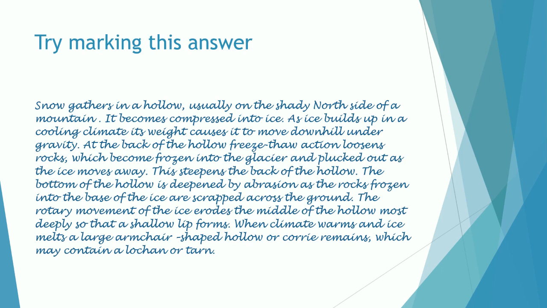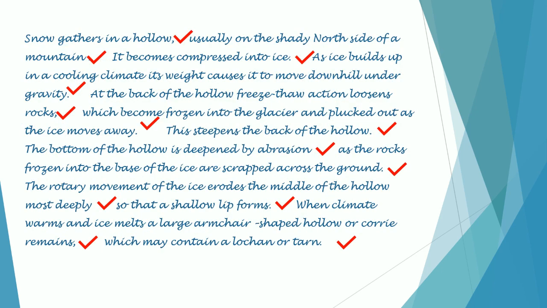The bottom of the hollow is deepened by abrasion, as the rocks frozen into the base of the ice are scraped across the ground. The rotary movement of the ice erodes the middle of the hollow most deeply, so that a lip forms. When the climate warms, and the ice melts, a large armchair-shaped hollow or corrie remains, which may contain a lochan or dun. I've shown the unmarked answer first, then a marked version, which has a tick for every correct point. Generally speaking, 2 ticks are required for 1 mark. The first tick picks out the correct statement, and the second explains the point.